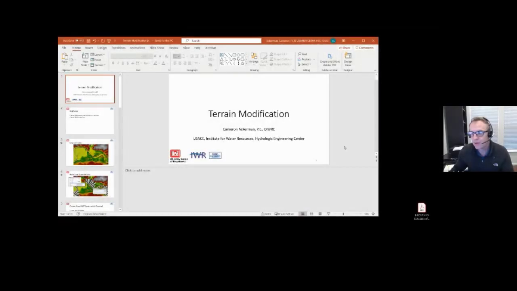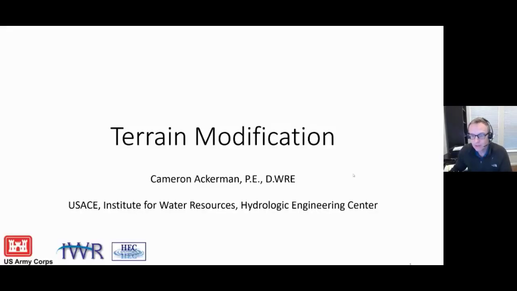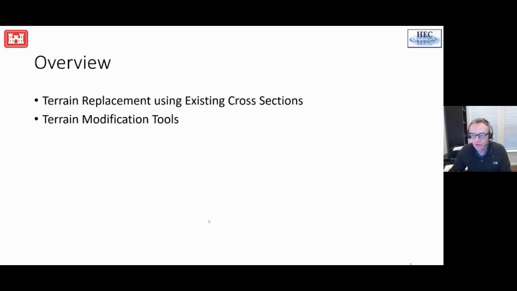So let's start off with a little presentation on terrain modification. Okay, so let's talk about terrain modifications this morning in HEC-RAS. Terrain modifications are a new feature that we've added in version 6. And so hopefully they will shed some light on how we can help modify our terrain model like we were talking about yesterday during the terrain modeling presentation.